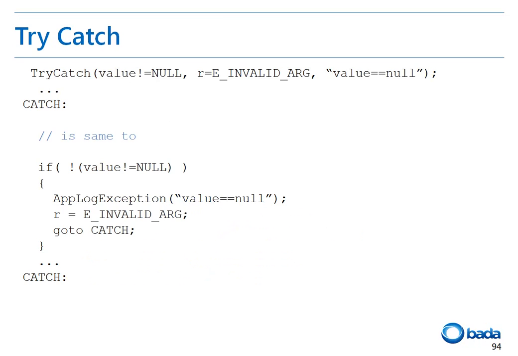To handle exceptions in Bada, you can use the try-catch syntax. As you can see, try-catch is implemented by the conventional try-catch syntax followed by the condition, the return value, and the error message display. The try-catch command will execute the code below.